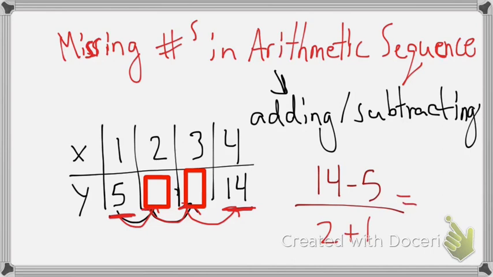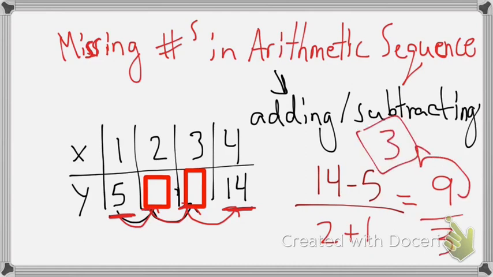14 minus 5 is 9. 2 plus 1 is 3. And then if we do 9 divided by 3, that's going to give us 3. So what that tells us is that's how much we have to add every time. If you came out with a negative number, that's how you would know it was subtracting.